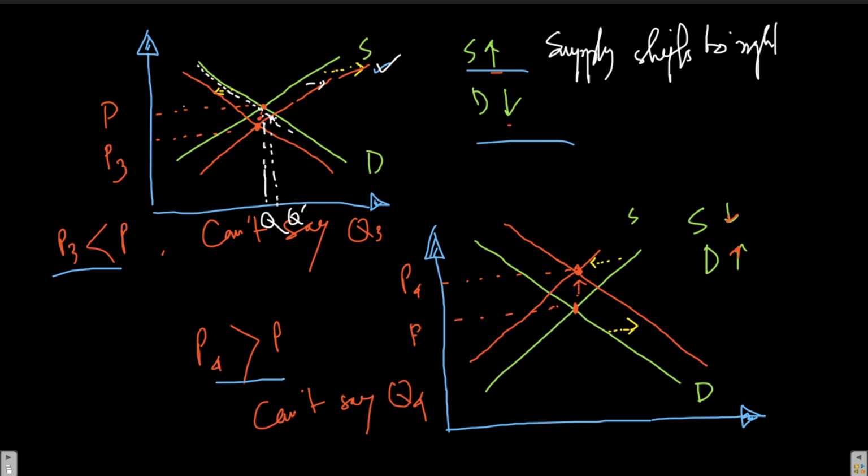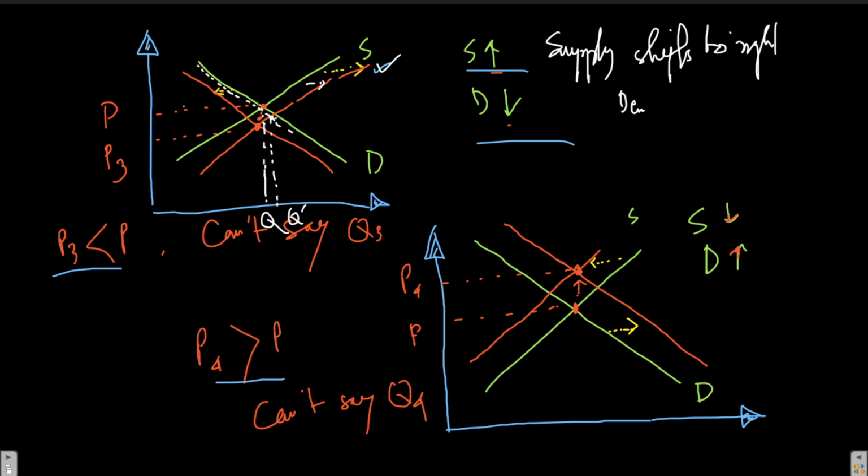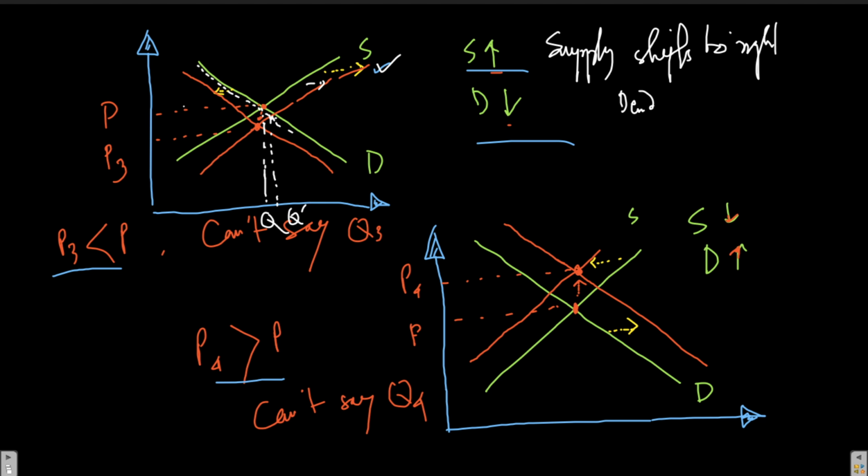So I will write: supply shifts right, and demand, following the same convention, demand shift is smaller. So the quantity, this time we're not talking about price, we're talking about quantity, is going to go high.